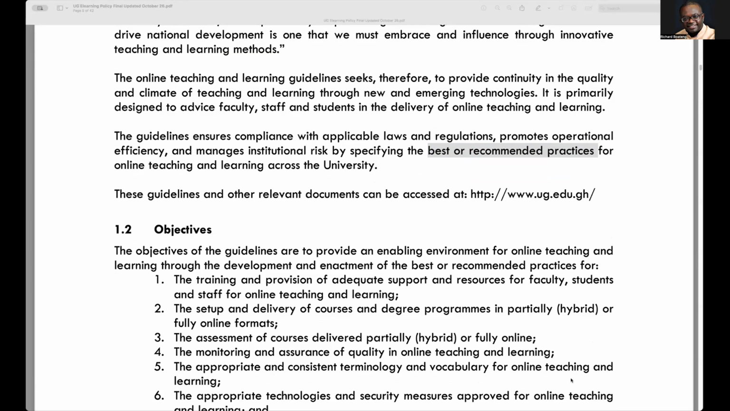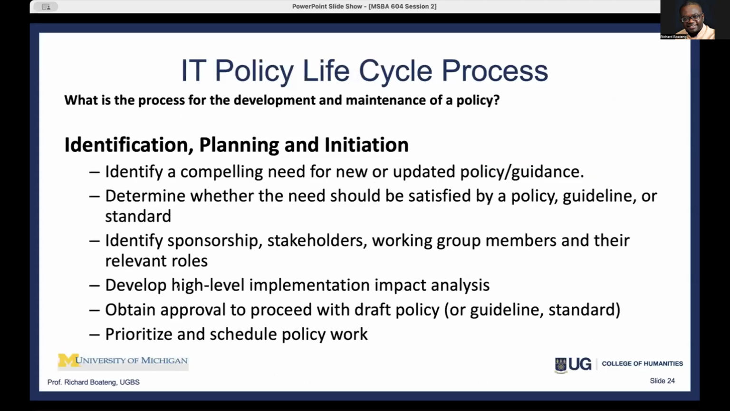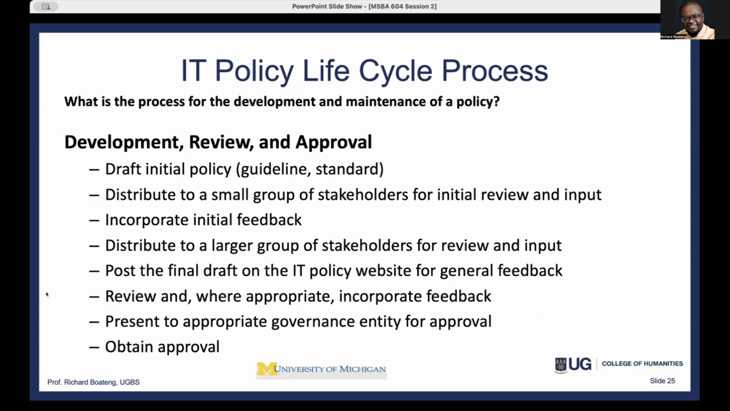To be able to do that very well, the document says that we should obtain approval to proceed. That's why we didn't need to obtain approval; the VC gave us the approval by direction. Sometimes, if I want to lecture on something important, I have to write a letter to the VC, or write to my dean, and my dean can give us direction. This one, because the VC brought it to us, it came that way. But we needed to ask ourselves, are we developing a policy, a guideline, or a standard? Now, you draft the initial policy, distribute it to a small group of stakeholders for initial review, and then get feedback. So let's go to our report.